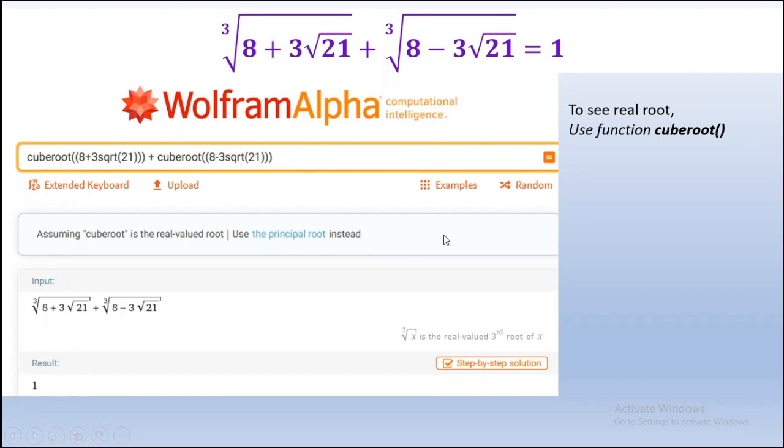So it is proved. I hope this is a very simple question, and I tried to show some simple use of computers also while solving such questions. So I hope this question is clear. Thank you.